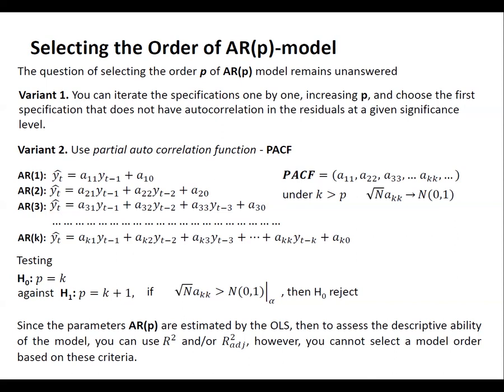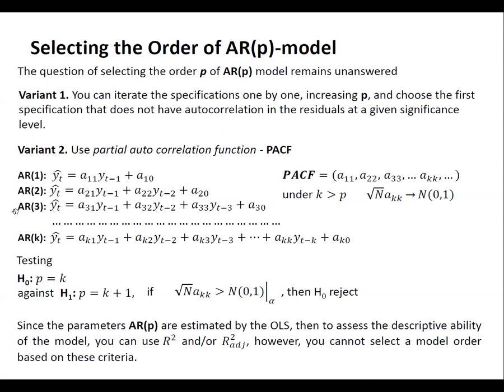It consists in the fact that for selecting the order of the autoregression model, you can use the partial autocorrelation function, PACF. This function is built as follows. The autoregression models are sorted one by one: the first, the second, the third.